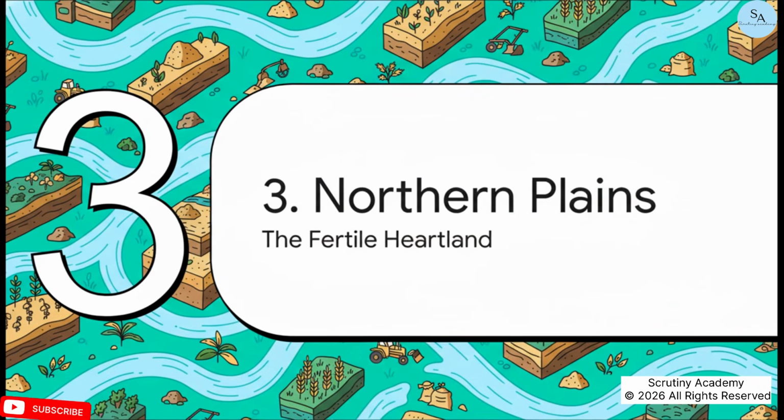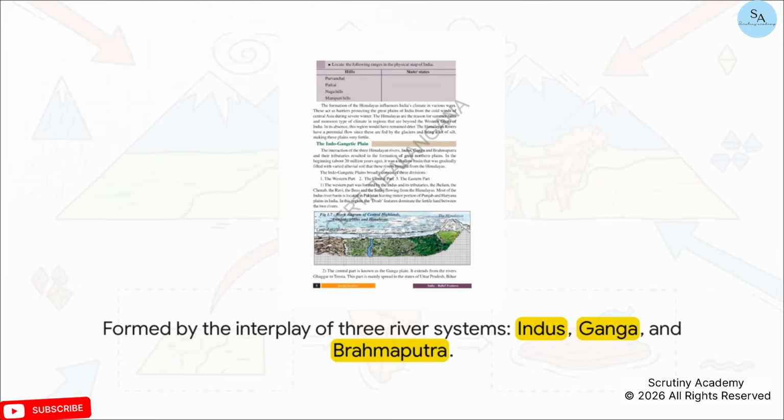We're arriving at our next major region, the Great Northern Plains. This is the agricultural heartland of India, and how it was formed is actually a fascinating story of rivers and, well, a lot of sediment. So this huge, vast plain was formed by all the alluvial deposits brought down by 3 mighty river systems. You've got the Indus in the west, the Ganga in the center, and the Brahmaputra in the east. This deposition process over millions of years created one of the most fertile regions on the entire planet.